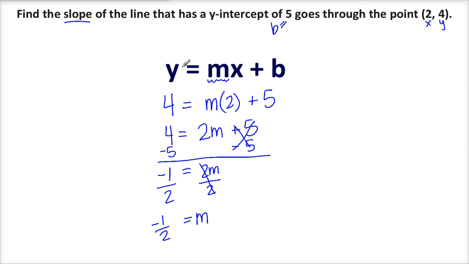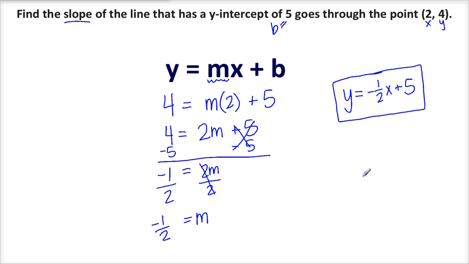So I used the slope-intercept form equation to help me find the slope of this line, which is negative 1/2. So if I were to write this full equation, it would be y equals m, which is negative 1/2, x plus b, which is 5. This is the equation of the line that's being described.